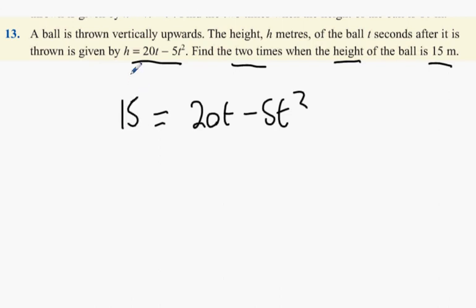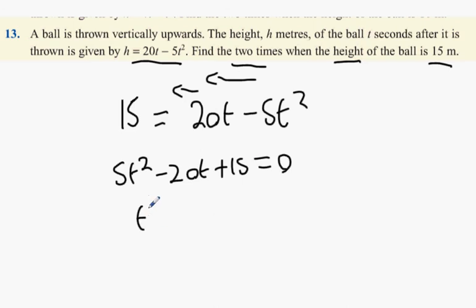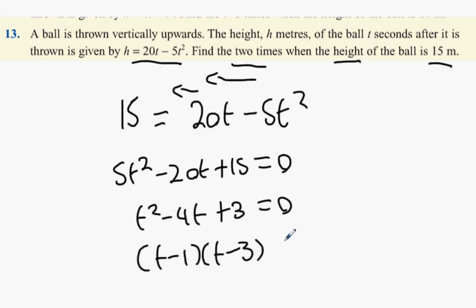When the height is 15, the equation will automatically adjust the t value to tell you what time this happens at. Bring the 5t squared and 20t to the other side. 5t squared minus 20t plus 15 equals 0. Divide everything by 5. Factorize. The two answers are t equals 1 and t equals 3. That was very easy, wasn't it? The height is 15. Replace h with 15.